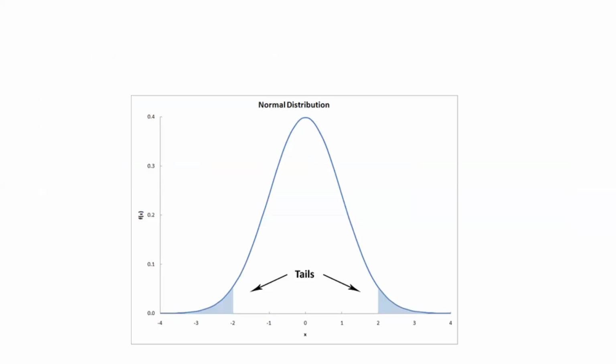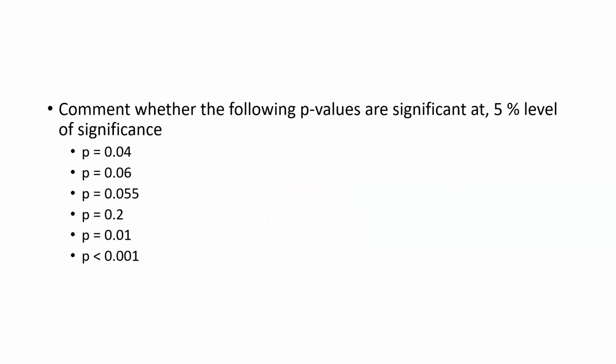So this is the same concept. This 5% we get because we say that 95% of things are normal, and that is why we use this 5% cutoff. So if you comment on these things, the first one, p 0.04, at the 5% level it is significant. 0.6 means it's more than 0.05, so it is not significant.